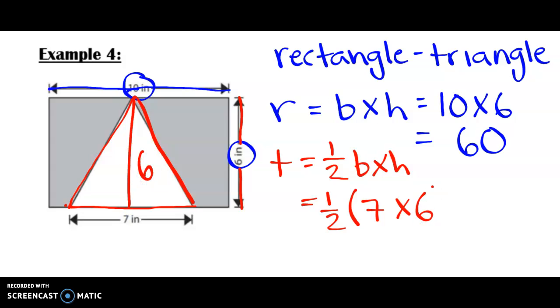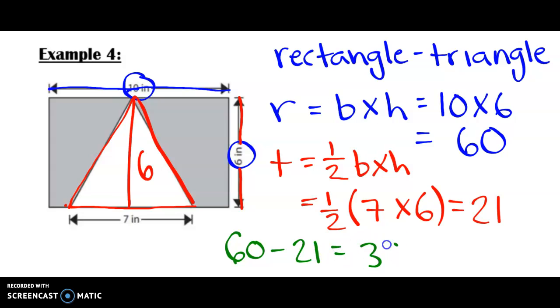So 7 times 6. So 1/2 7 times 6 is equal to 21. So that is the area of my rectangle is 60, the area of my triangle is 21. So I'm going to do 60 minus that 21 to get the area of just the shaded region, which will be 39. And they're using inches, so it is inches squared.